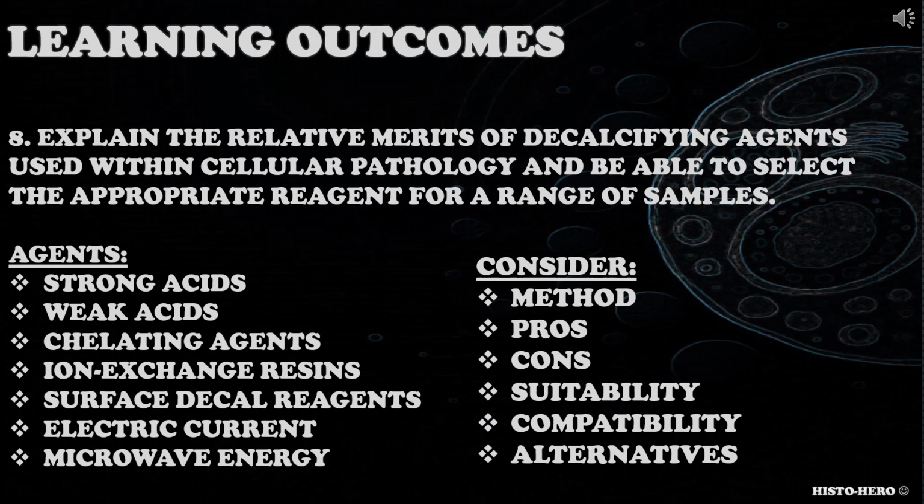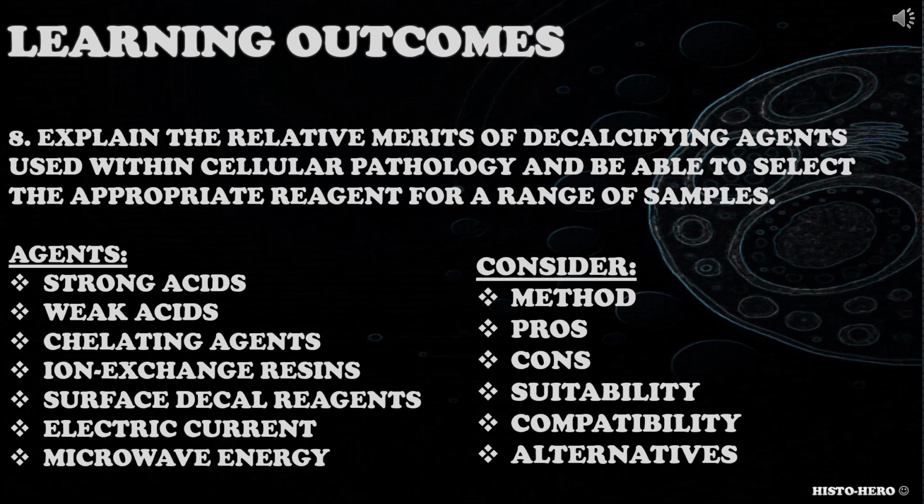The eighth learning outcome is for the candidate to explain the relative merits of decalcifying agents used within cellular pathology and be able to select the appropriate reagent for a range of samples. What reagents can be used as decalcifiers? When would you use each?